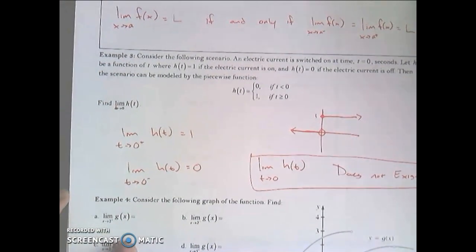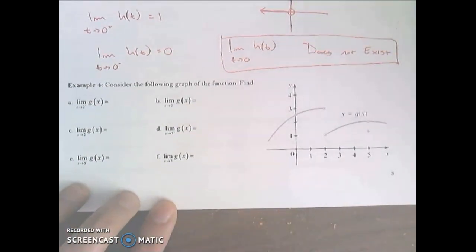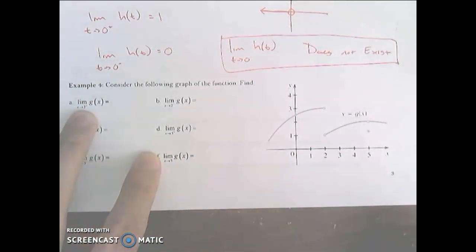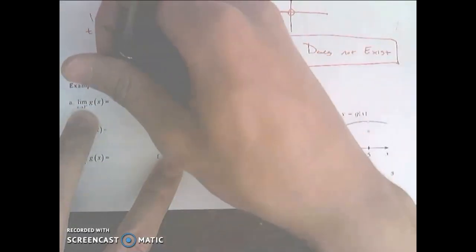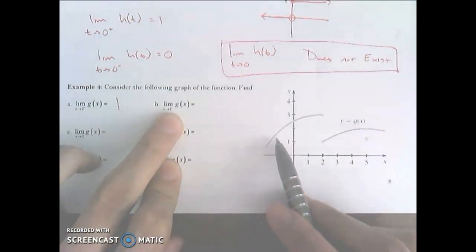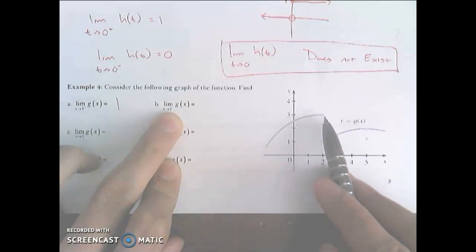Let's take a look at example 4. Here I have g of x as a piecewise function, and I want to find the limit as x approaches 2 from the right-hand side. So we're going to look at x equals 2 and see where the function approaches as we move into 2 from the right-hand side. Well, we're approaching 1. How about from the left-hand side? From the left-hand side, as we hit x equals 2, we are approaching 3.